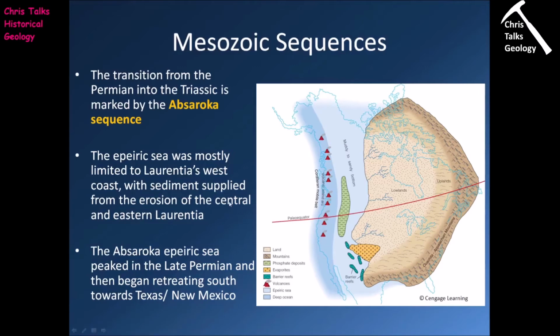Now, the Epeiric Sea of the Absaroka sequence by the Triassic is pretty much limited to what is now North America's west coastal region, and we have erosion taking place across the centre and the eastern margins of North America. So the Absaroka Epeiric Sea obviously peaked in the Permian, and it was steadily regressing as we moved from the Permian into the Triassic, and most of the movement was either westwards or southwestwards towards New Mexico and Texas.